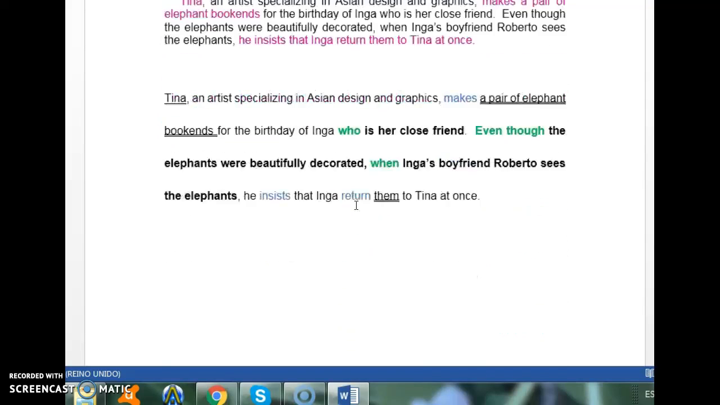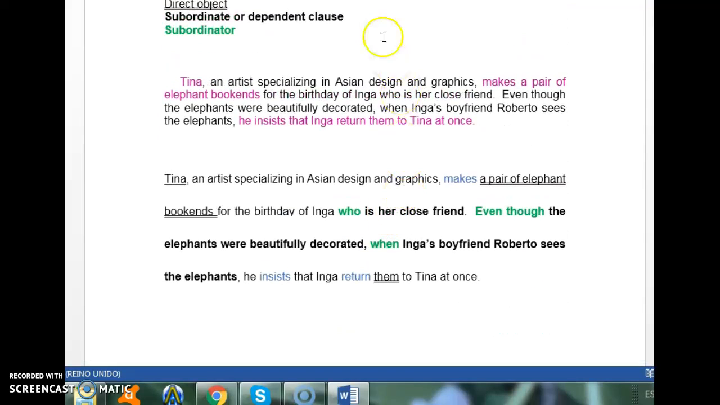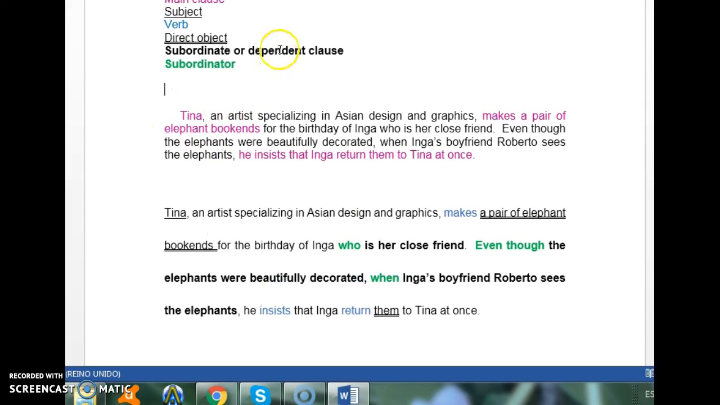In the next sentence you have: Tina, an artist specializing in Asian design and graphics, makes a pair of elephant bookends for the birthday of Inga, who is her close friend. Even though the elephants were beautifully decorated, when Inga's boyfriend sees the elephants, he insists that Inga return them to Tina at once.